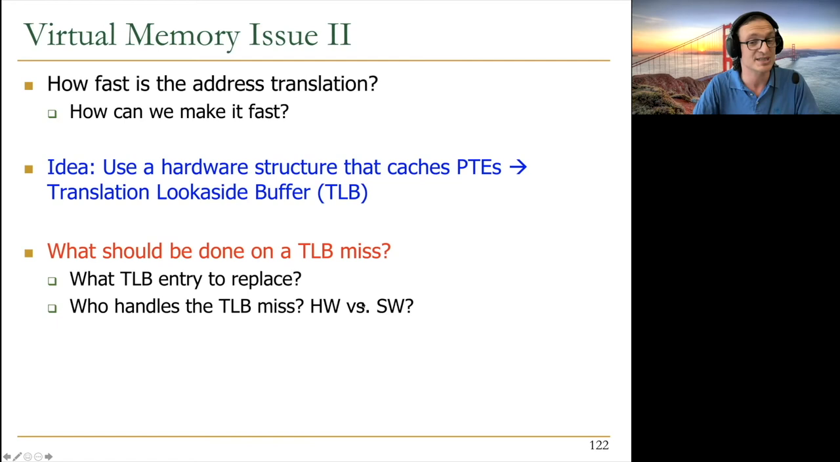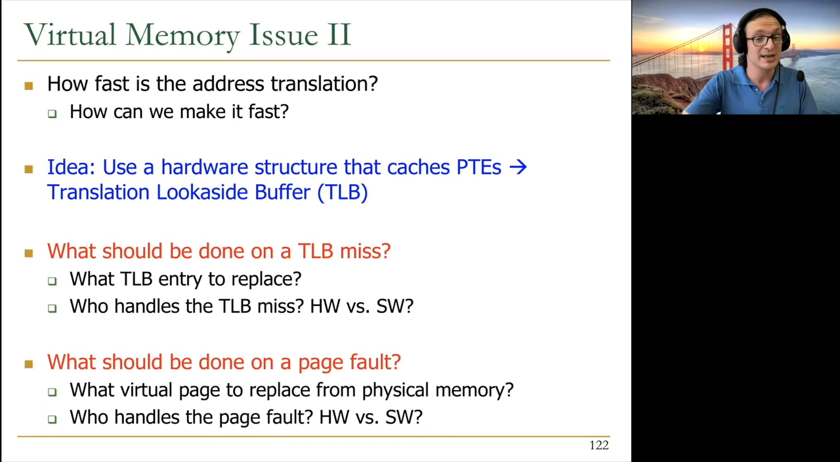And there are advantages and disadvantages. In many systems today, hardware is increasingly handling the TLB misses, but there are actually some systems that handle TLB misses in software, like MIPS. And that gives more flexibility to the system. And we're going to talk about the trade-offs. And then what should be done on a page fault? What if you actually find out the PTE eventually and figure out that it's a page fault? Then what virtual page do you replace from physical memory?